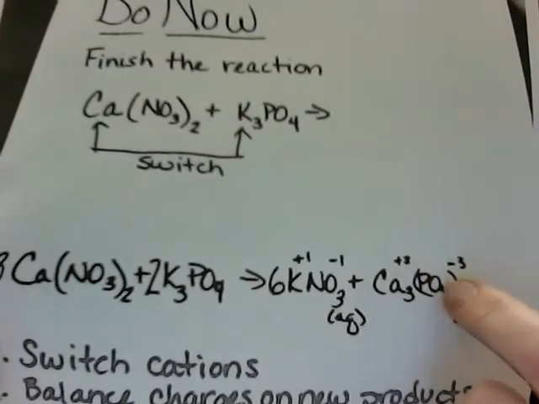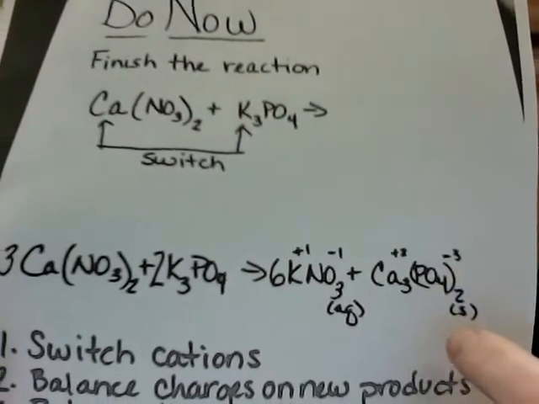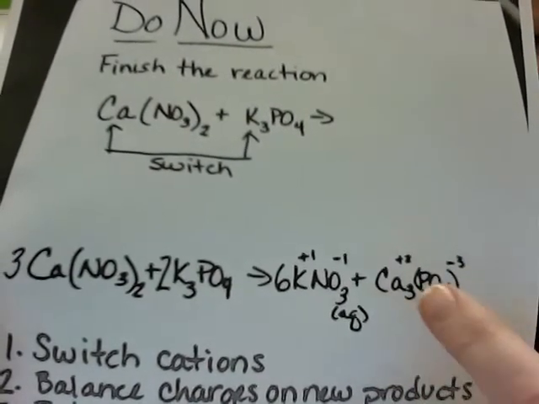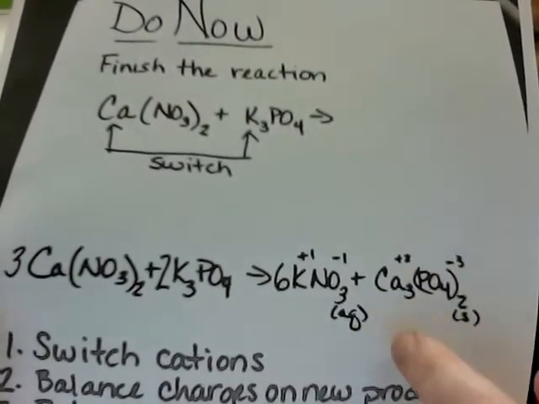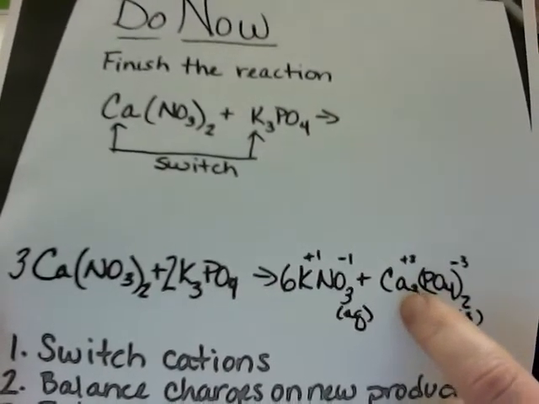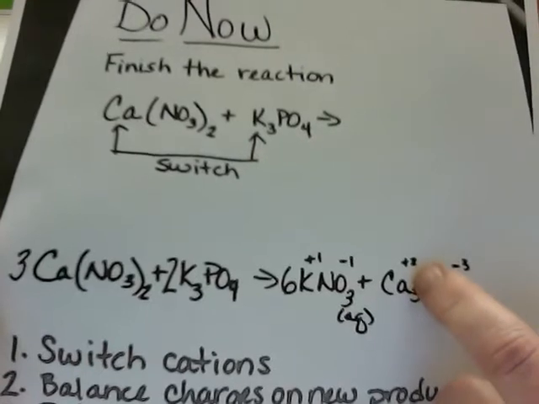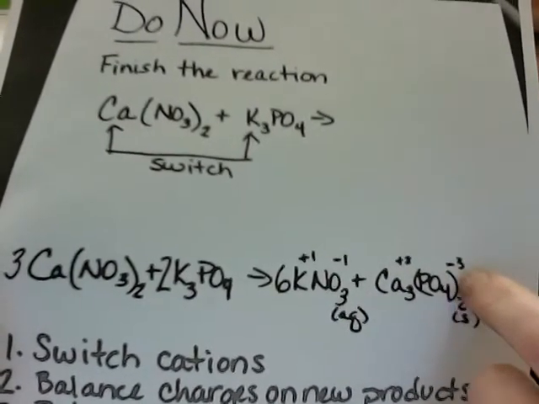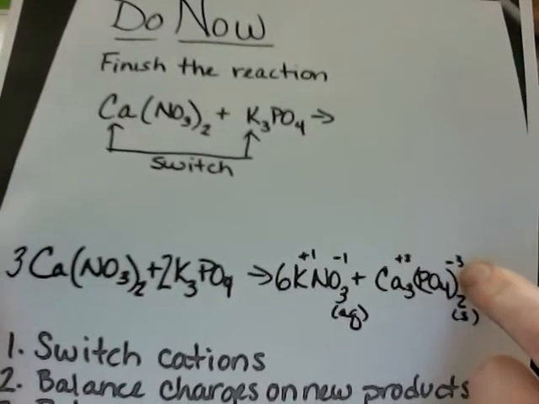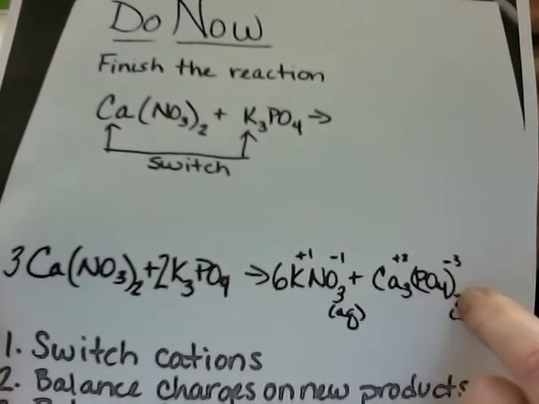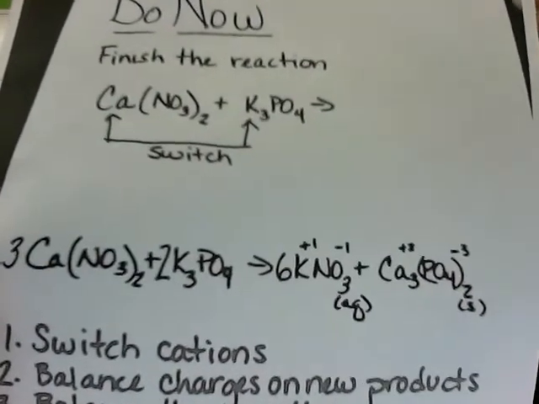Well, they don't cancel each other out. The common number they have is 6. So that means I need a +6 and a -6 to make this balance. That's why there are 3 calciums, because 3 times +2 is +6, and 2 phosphates, because 2 times -3 is -6. Now the phosphate has to be in parentheses with the 2 on the outside.